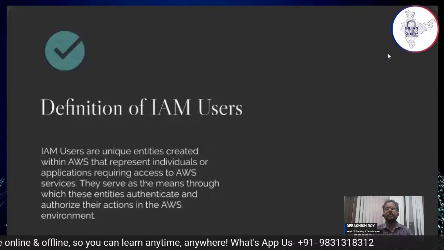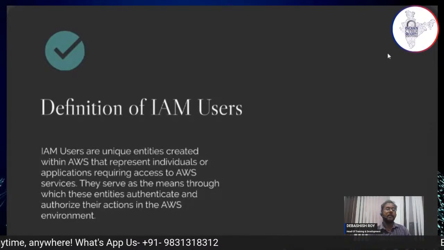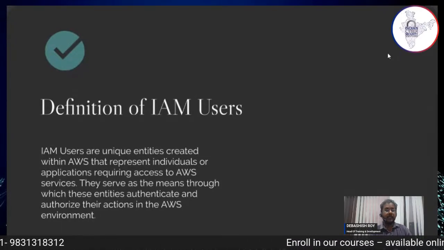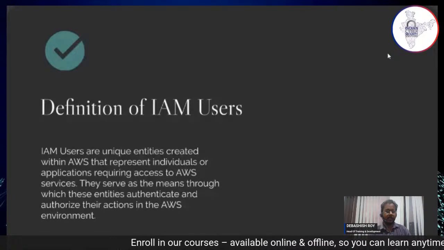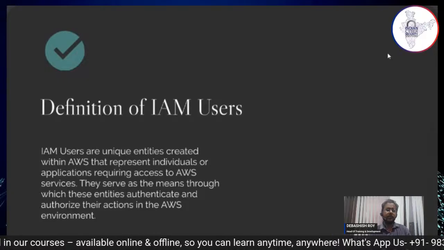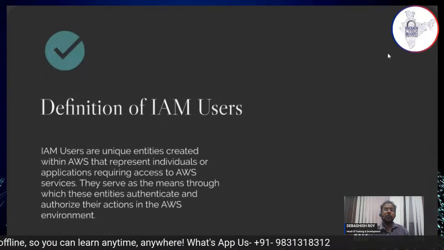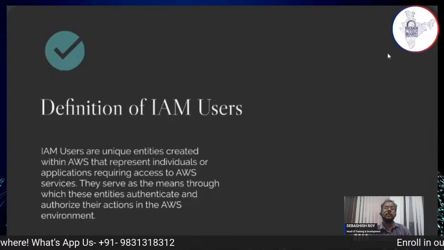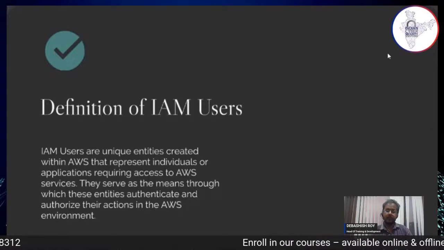So IAM users are unique entities created within AWS, and they represent individuals or applications requiring access to AWS services or roles. They serve as the medium through which these entities authenticate and authorize their actions. Authenticating means you are a valid user, and authorizing means you are authorized to perform such actions, like launching any EC2 instance or any S3 bucket.